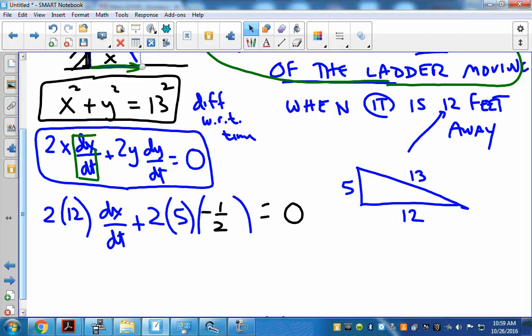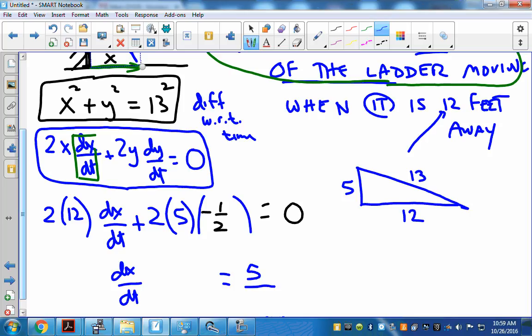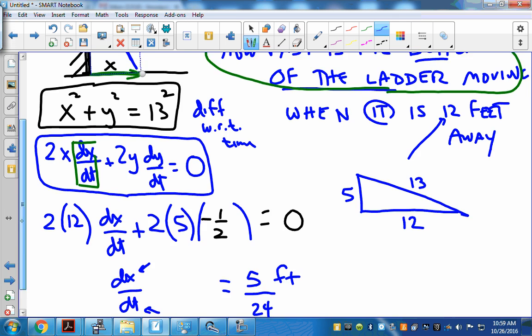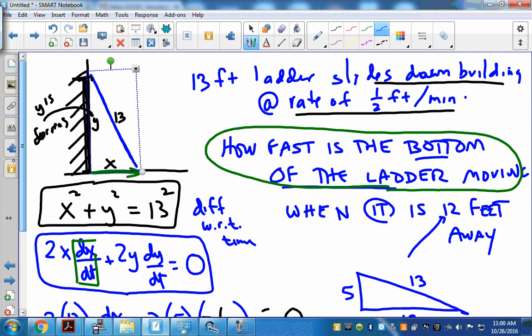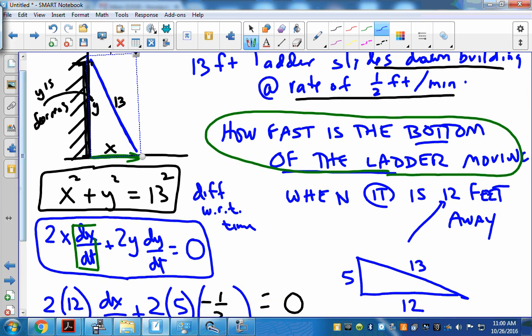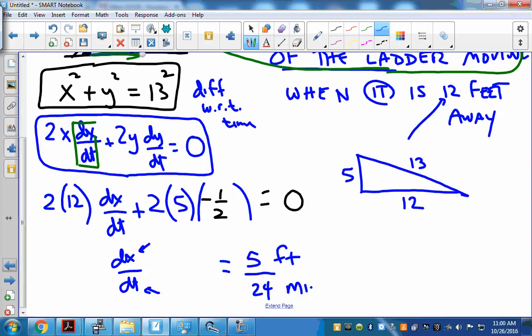So at that point, we just go ahead and solve for dx/dt. dx/dt would be equal to, what's this, 5 divided by 24. The units here would correspond with the units of x and t. x is in feet, and t was in seconds, right? No, minutes. Okay, 1/2 foot per minute, so t is in minutes. Feet per minute. That's how fast the bottom of the ladder is moving when the bottom of the ladder is 12 feet away.